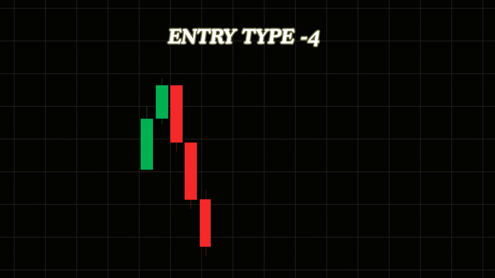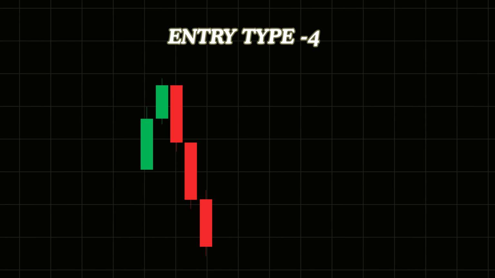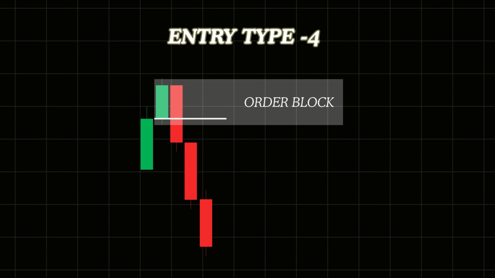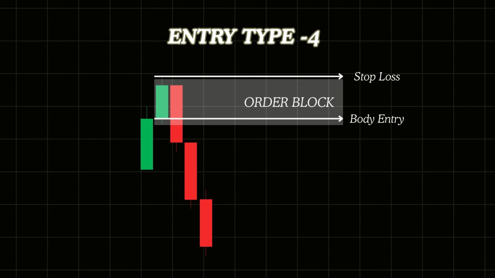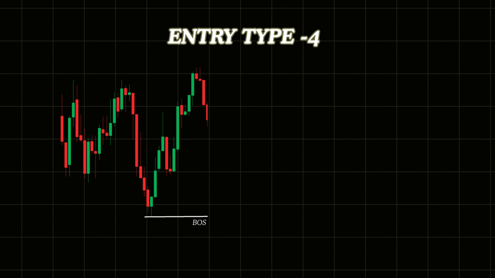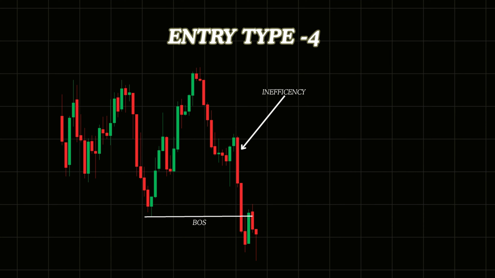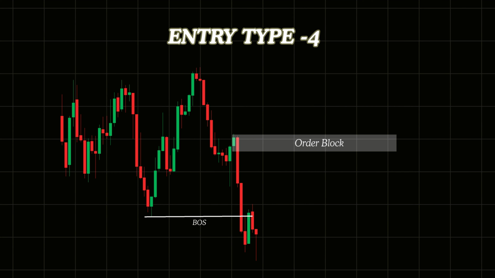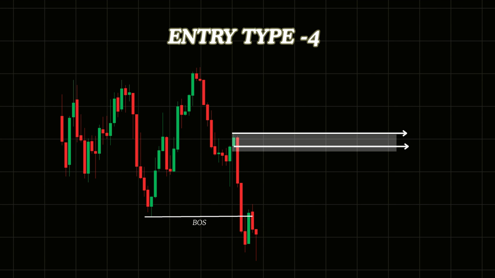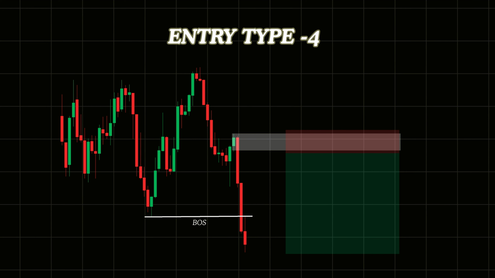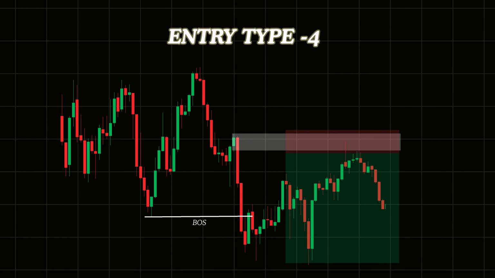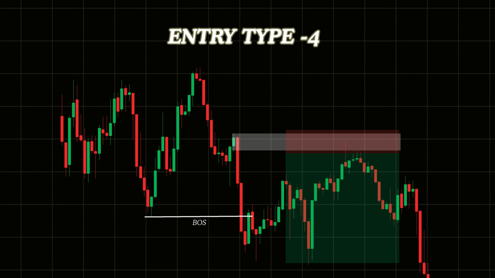The fourth entry type is based on placing the entry using the body of the candle. Once a valid order block is identified, in sell positions, the stop loss is positioned to touch the higher wick of the order block. This entry method is undoubtedly riskier, as the stop loss is located within the order block zone. If the market intends to fully reverse the order block, it may trigger the stop loss. It is important to recognize the increased risk associated with this entry approach.